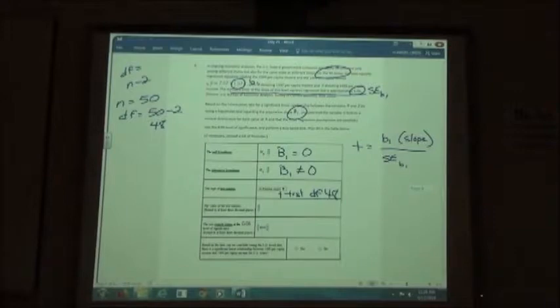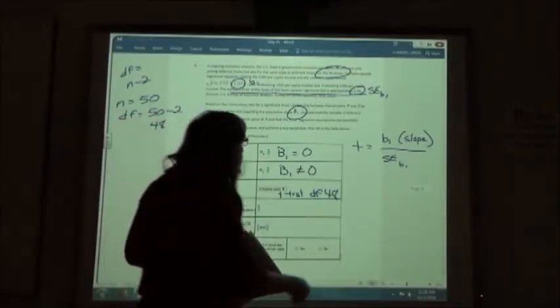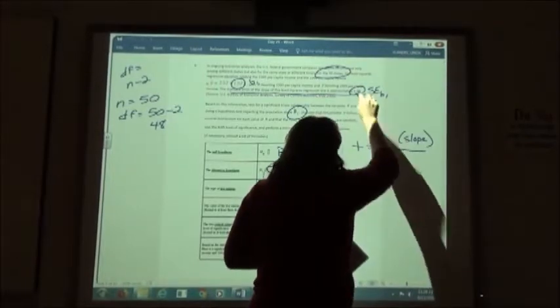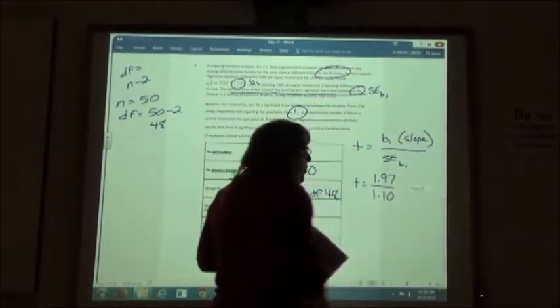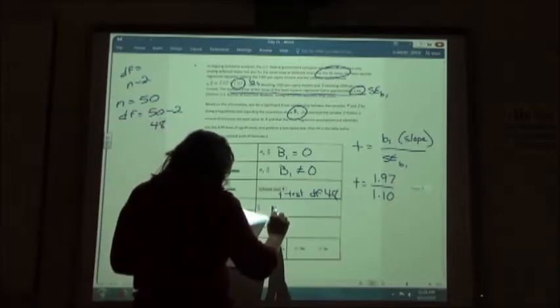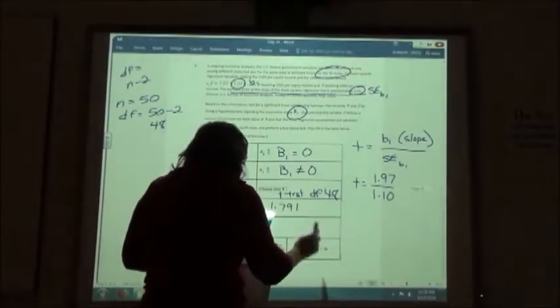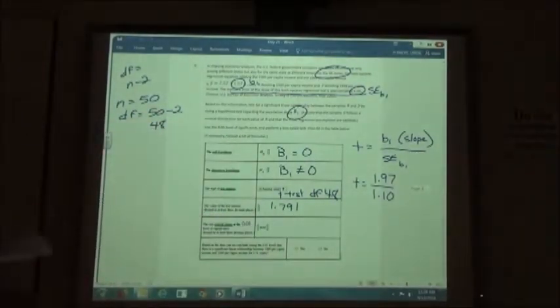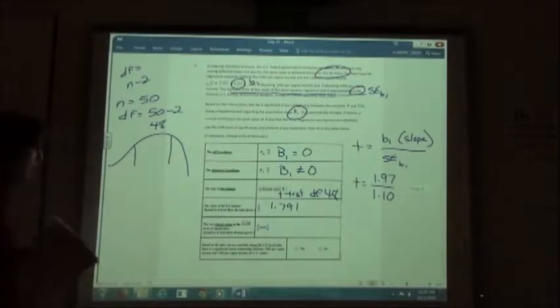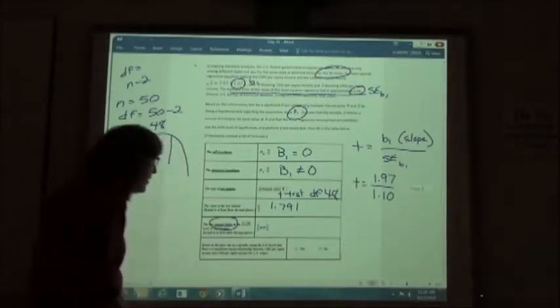So when we're calculating t, we're going to use 1.97 divided by 1.10. No big crazy formula, you just need to pick those two numbers out of there. If you go ahead and divide those numbers out, we get 1.791. Again, we're doing a two-tailed test here, and we're going to do the critical value.